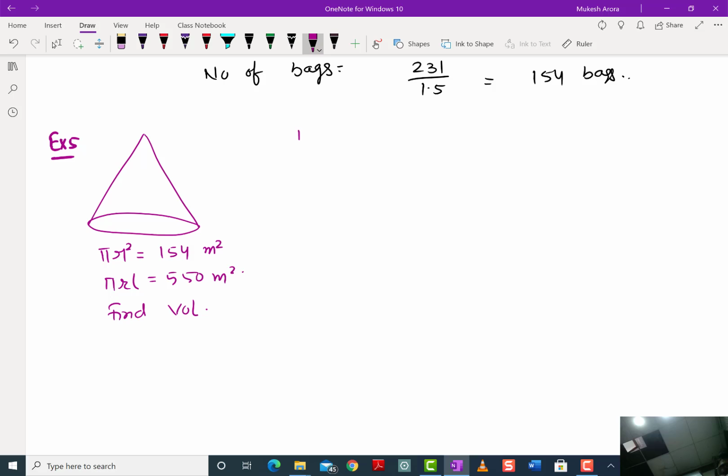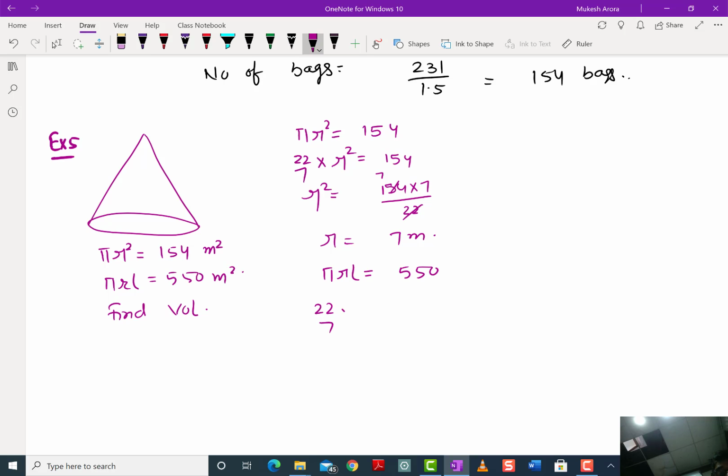So πr² is equal to 154. So 22 by 7 into r² is equal to 154. r² is equal to 154 into 7 by 22. This is 7. r is equal to 7 meter. Now πrL is equal to 550. 22 by 7 into 7 into L is equal to 550. So L is equal to 550 by 22. So L is equal to 25.